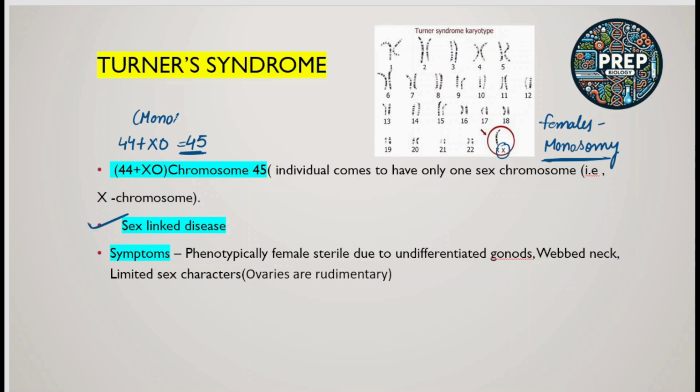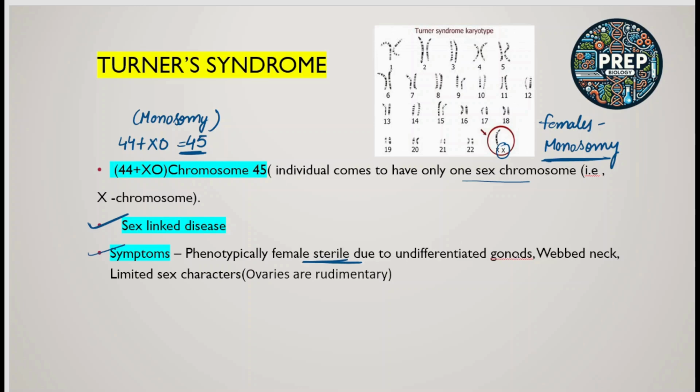Monosomy is seen in Turner's syndrome. Okay, so the individual has only one sex chromosome, that is one X chromosome. The condition is 44 plus XO. What are the symptoms of this disease? The phenotypically females are sterile. Okay, they are not able to produce young ones.